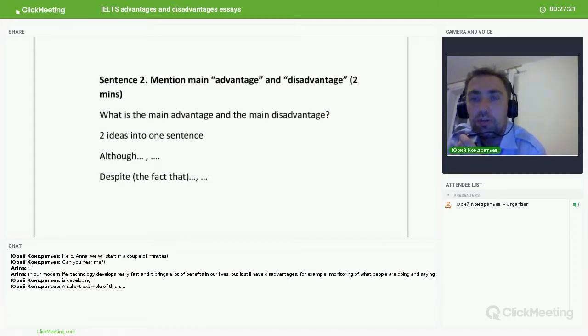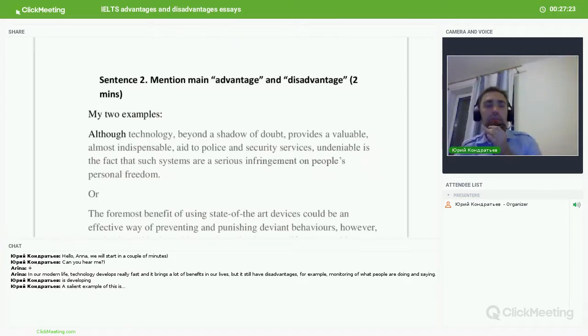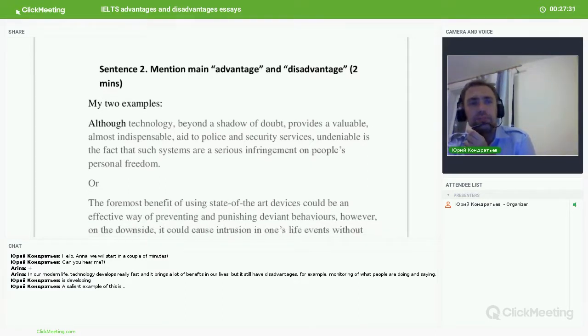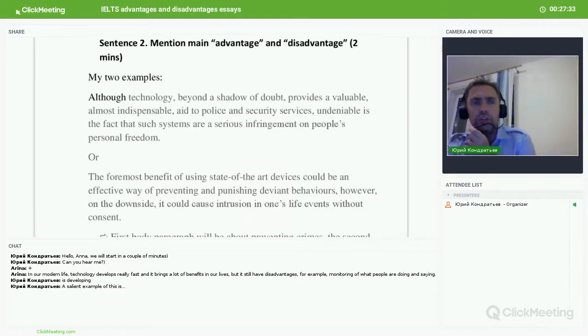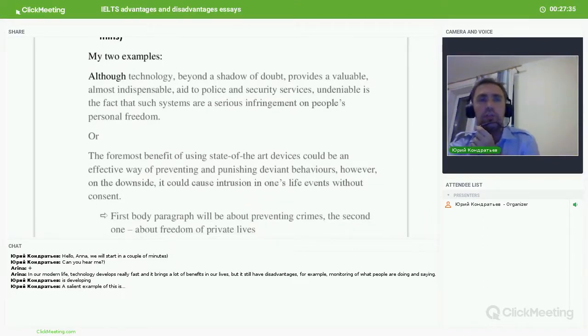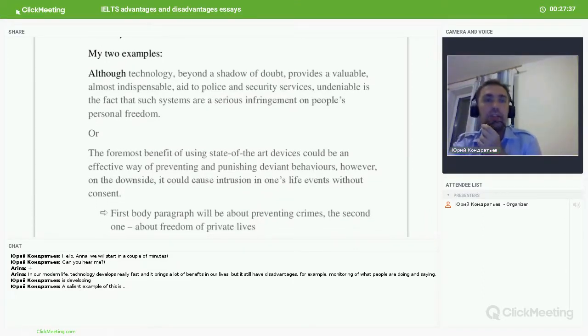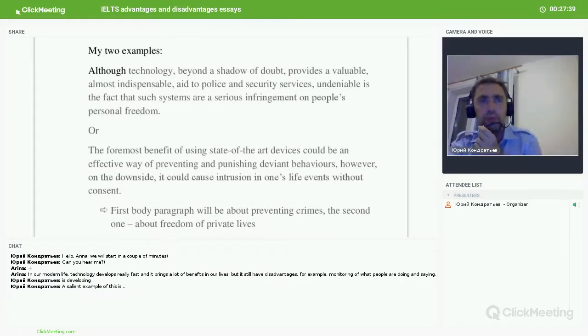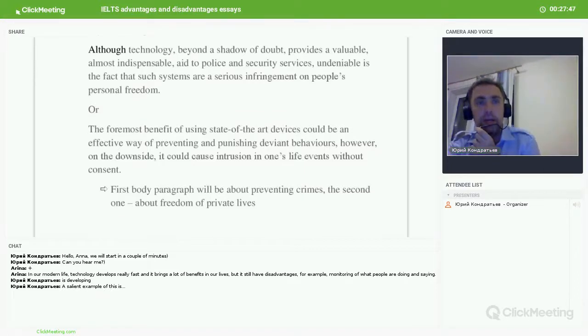I'm still waiting for your sentences, so you can write them in the chat, and I'll give you my feedback of what you can do to improve. I actually have two examples of these sentences. So the first one is, although technology beyond a shadow of doubt provides a valuable, almost indispensable aid to police and security services, undeniable is the fact that such systems are a serious infringement on people's personal freedom.